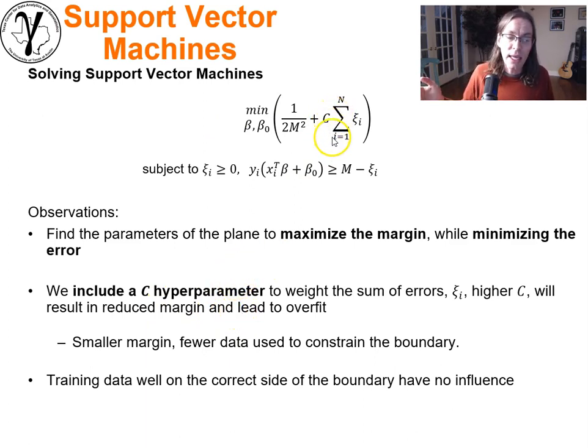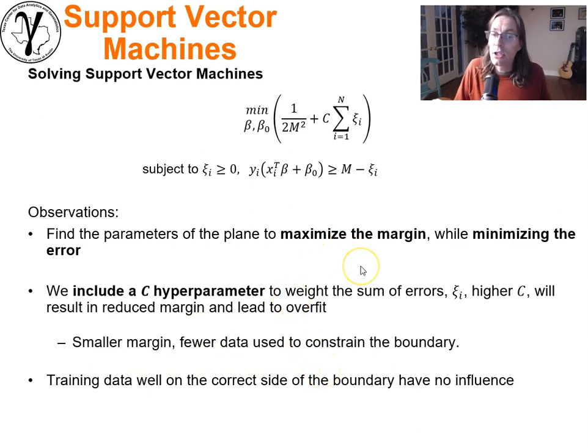And so higher C will result in a reduced margin. It will make error more important than trying to maximize the margin. And if we reduce the size of the margin around the boundary, that will lead to overfit. Smaller margin, fewer data are used to constrain the boundary, and you get more of a detailed boundary.